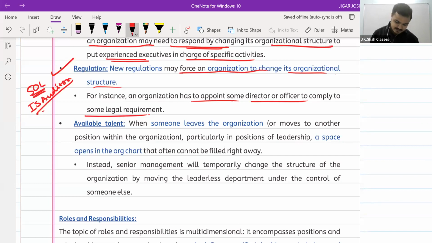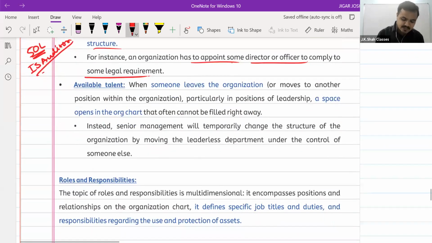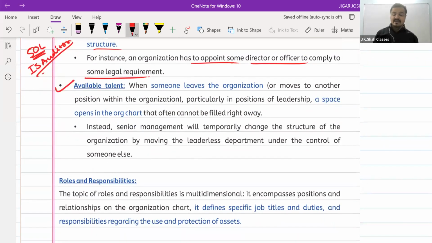Understood? Yes, sir. Last but not the least, my dear chartered, over here is the available talent. People, it is very important that many times it happens like this. Some people leave the organization, maybe because they are getting retired, or maybe, my dear chartered, because they find some better opportunity than the earlier one. Both the possibilities are there.